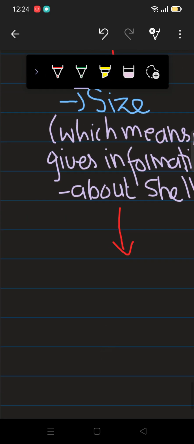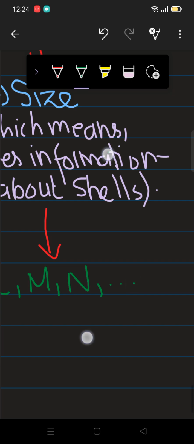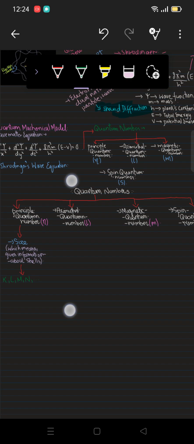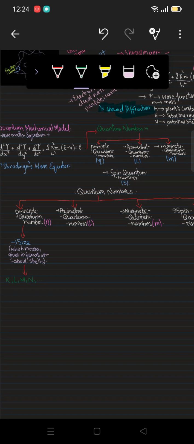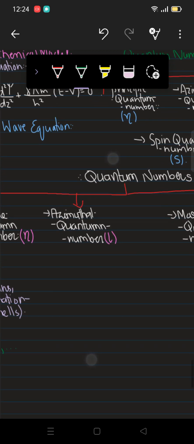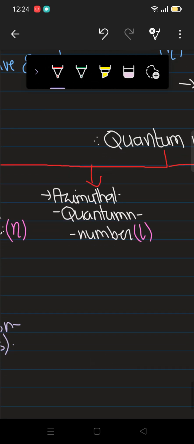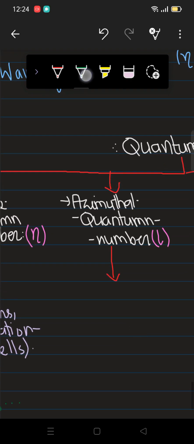K, L, M, N, and so on. So what does the principal quantum number tell us about? It tells us about the size, which means it tells us about the shells, K, L, M, N. Then we have the azimuthal quantum number, which is going to tell us about the shape.